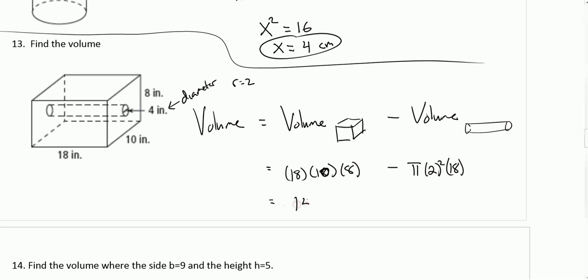So this is 1440 minus 72 pi. And we're looking at cubic inches.